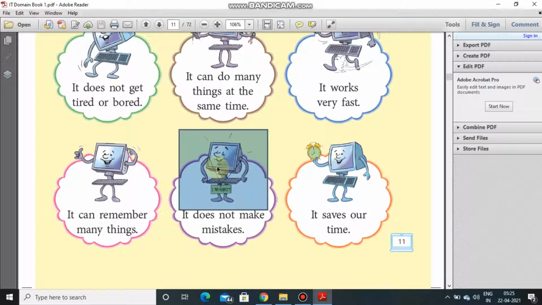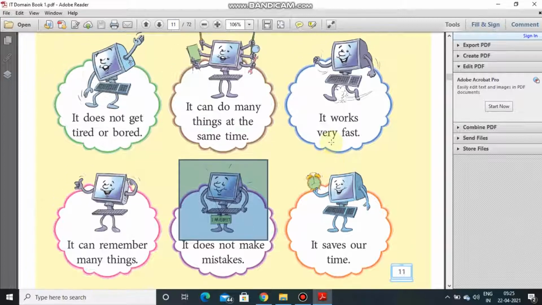As I have told you, computer doesn't make mistakes. It always produces the correct answer if the provided data and the formula or evaluation is correct. The answer generated by the computer will also be correct, and it doesn't make mistakes. Computer doesn't make mistakes, hence its work is errorless.